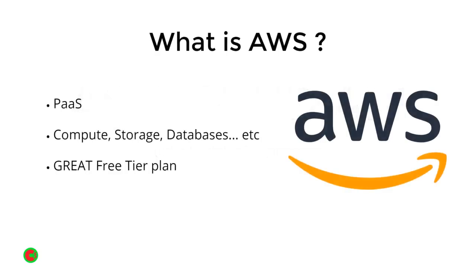Now, what is AWS? AWS is a platform as a service that offers you a whole suite of cloud services that you can use in combination to create, build, deploy, and maintain any type of computing application. From machine learning to mobile apps to databases to hosting to storage, etc., etc. You can essentially do anything you want on AWS. And it's got a great free tier plan, which we will get into later.